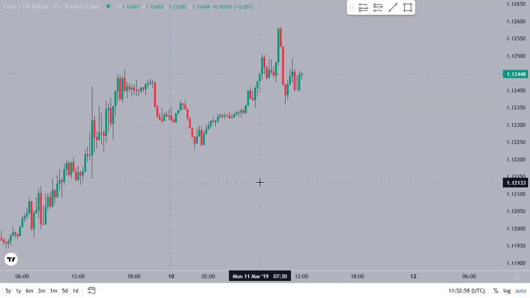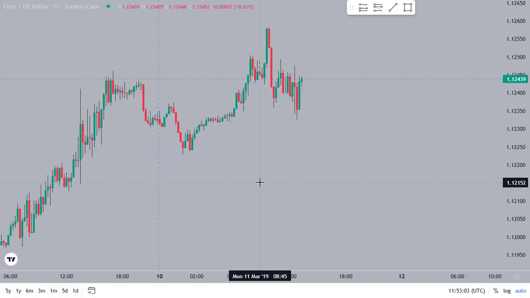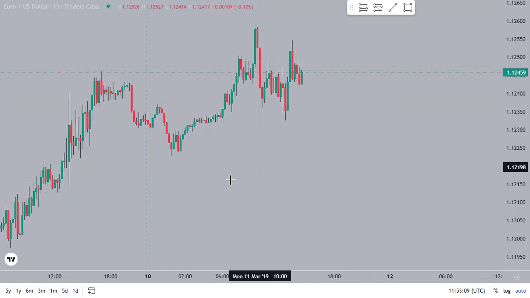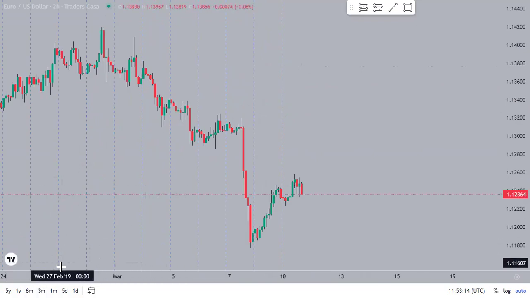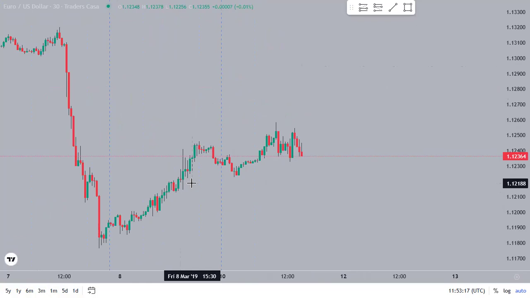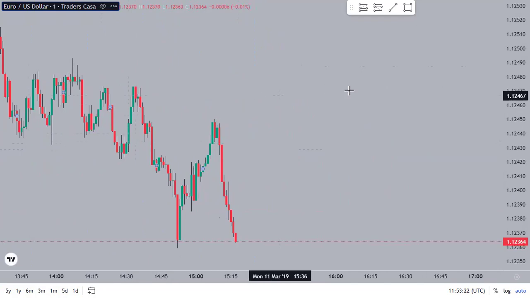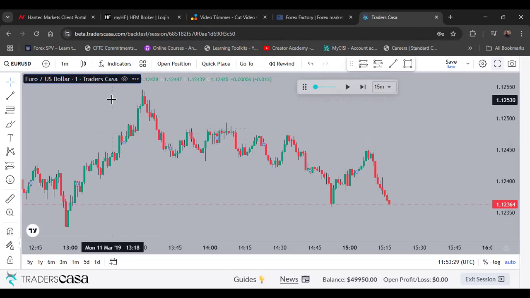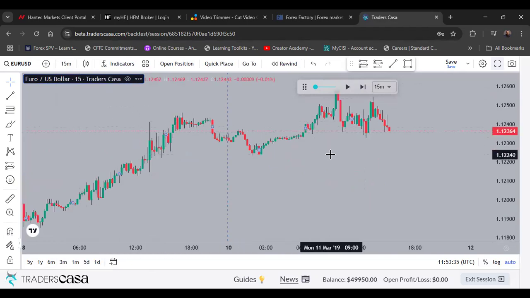So here we have a simulation of Euro USD. This is the 15 minutes chart. This is a simulation. Here I want us to look at how the market behaves.